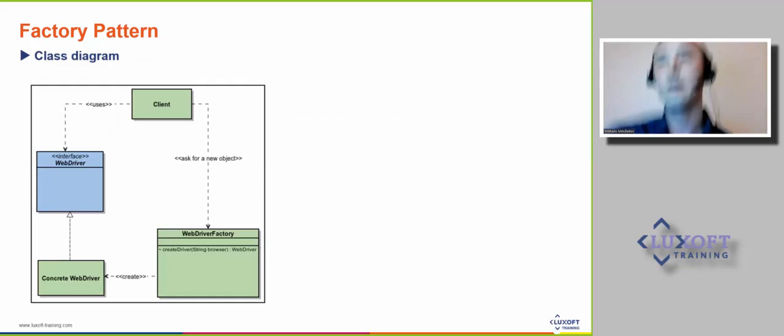The class diagram of factory pattern. Here we can see the client which is asking for a new object, and WebDriver factory creates this object and returns it to the client, but the client doesn't know which concrete object is returned. So WebDriver factory creates a concrete driver but returns the abstract WebDriver to the client.